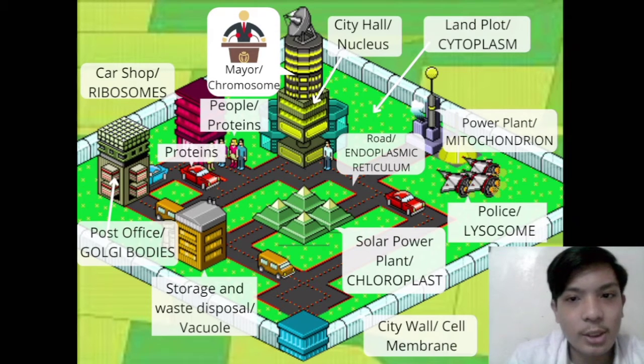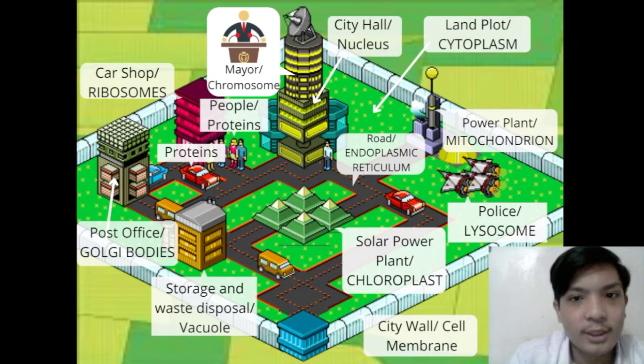Next is the storage and waste disposal. It is a single building dedicated to the storage of important materials and the disposal of waste that is collected in the city. Just like the vacuole, it is for storing essential material as well as disposing of poisonous or harmful waste.